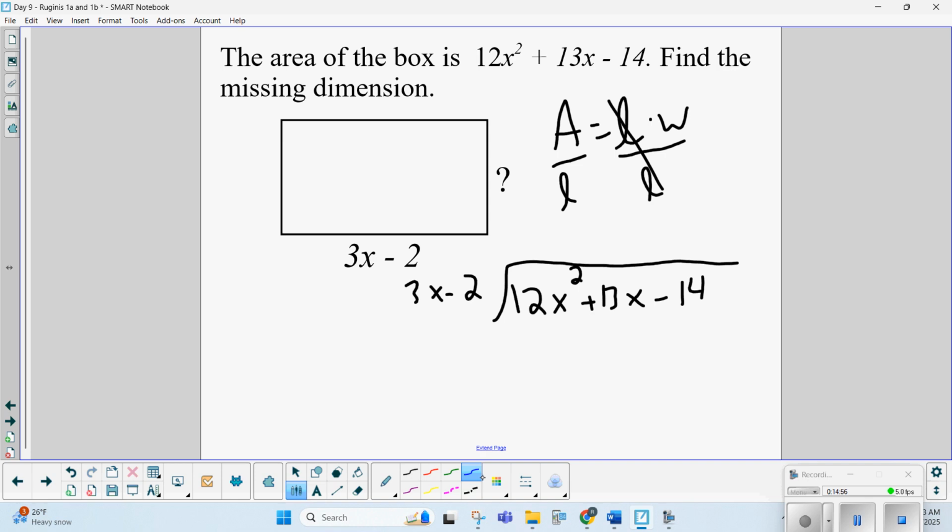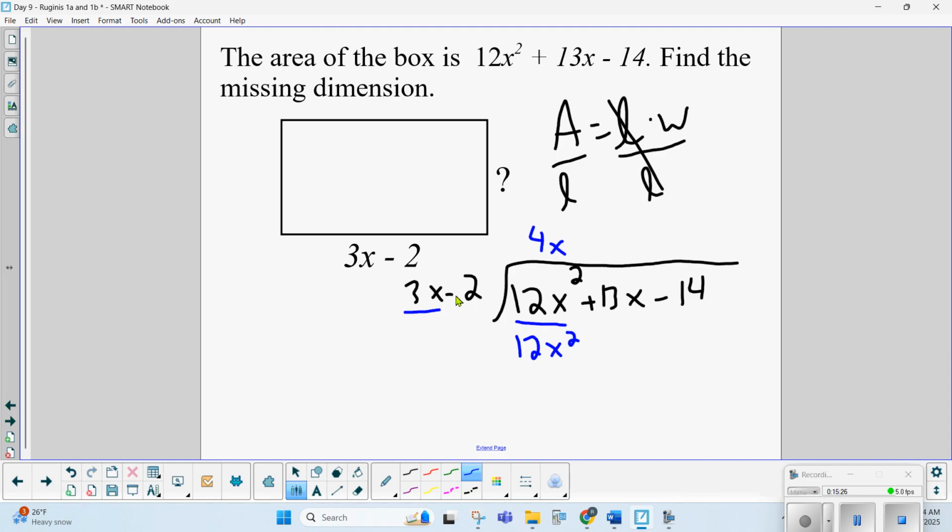Again, if you think you can do this on your own, go ahead, try it, and then skip ahead and see if you got it right. If you want to see the step-by-step, stay around and watch the video. So let's see. What do I need to multiply 3x by to get 12x squared? In this case, 3 times 4 is 12, and x times x is x squared. All right, so we'll distribute. 4x times 3x is 12x squared.